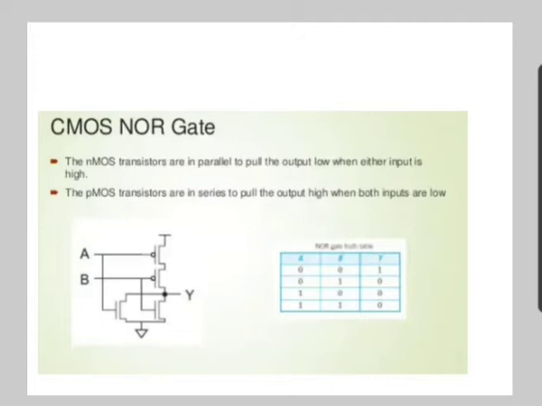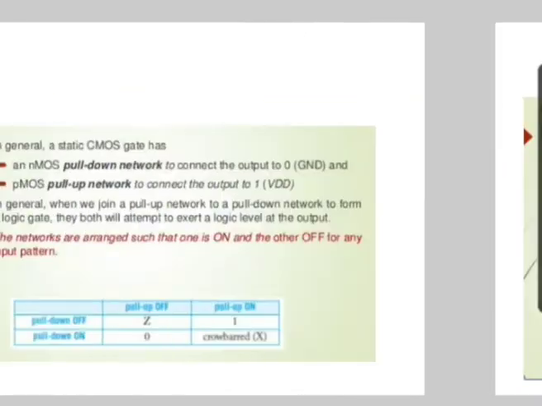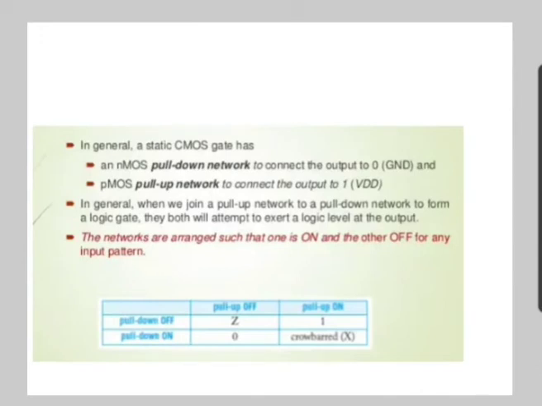Inverter and NAND gates are examples of complementary CMOS logic gates or static CMOS gates. It has a pull-down network to connect the output to 0 and a pull-up network to connect the output to 1, that is VDD, and 0 means ground. The arrangement of the networks is such that one is on and the other is off for any input pattern. The pull-up and pull-down networks may consist of series or parallel combinations of PMOS and NMOS transistors.